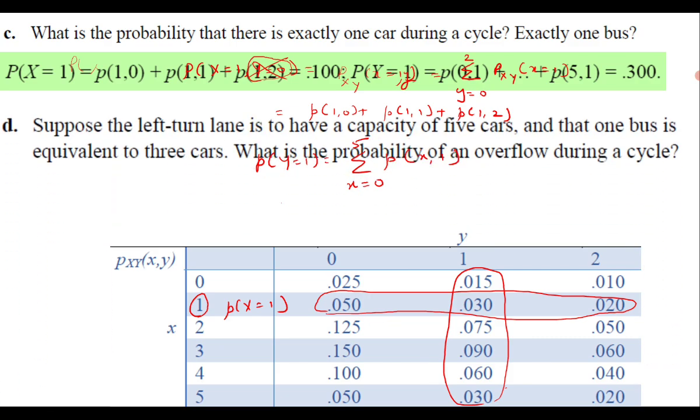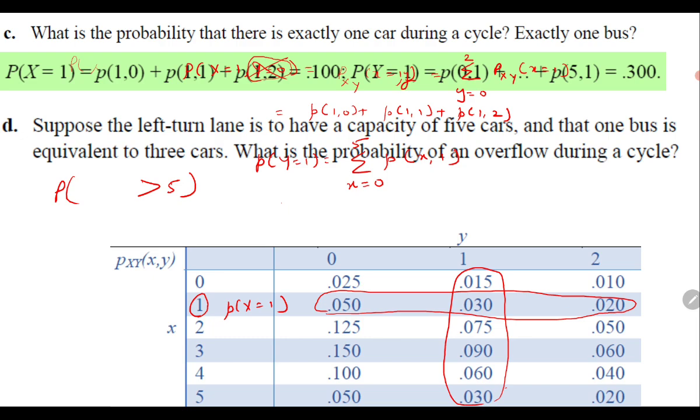The next part says that the left turn lane has a capacity of 5 cars, and one bus is equivalent to 3 cars. What is the probability of an overflow? So what does overflow mean? Overflow means that in the lane you have more than 5 cars. So you need to find the probability when there are more than 5 cars.